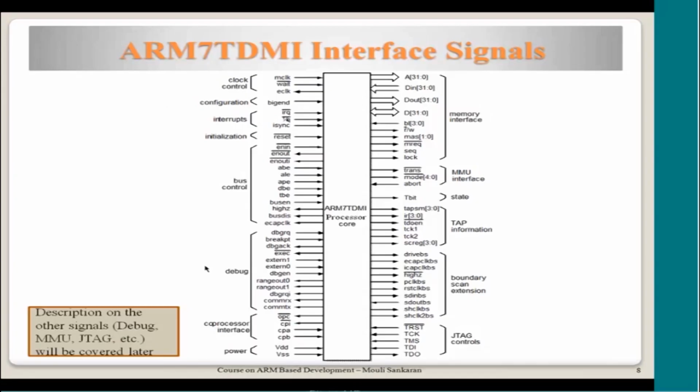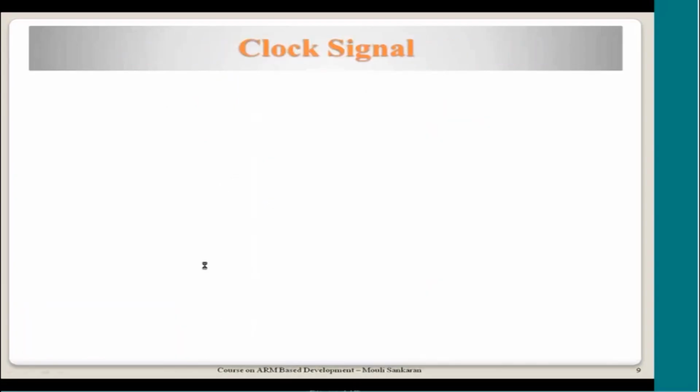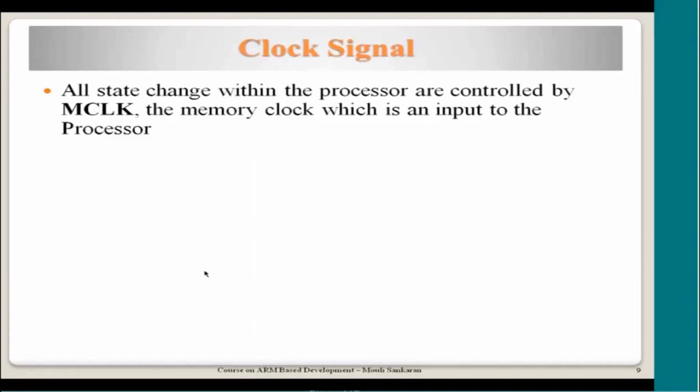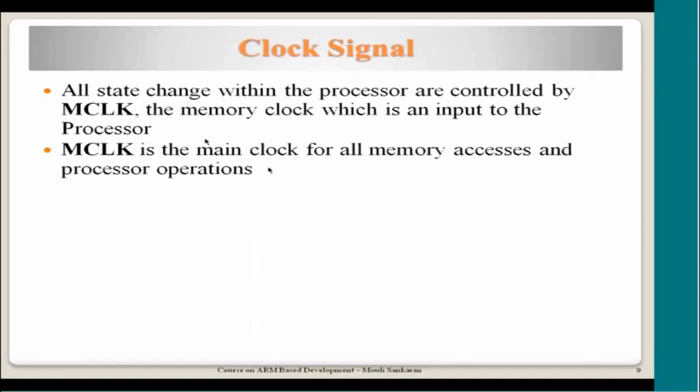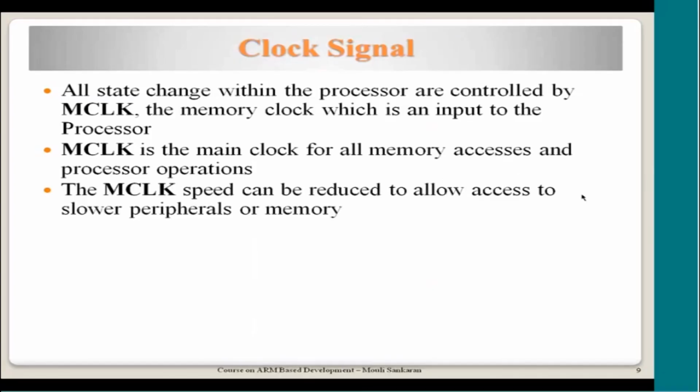Okay. Let us go to the next section. Clock signal. I mentioned that MCLK is the memory clock which is going in here. All state changes within the processor are controlled by this clock. This is the main clock for all memory access and processor operations. Now this MCLK has a provision that we can slow it down to make the whole processor run slow, if slower peripherals or memory need to be integrated with the processor.